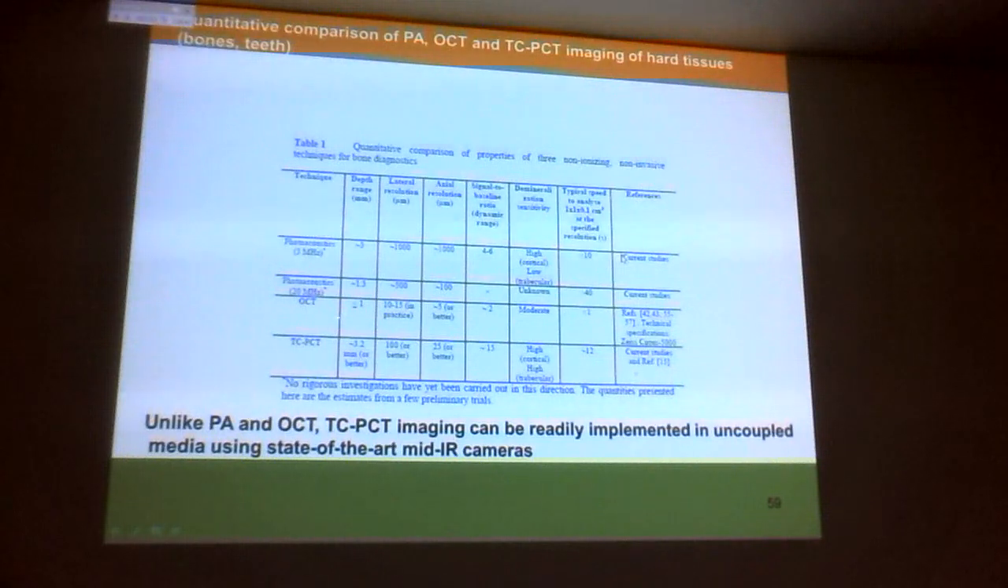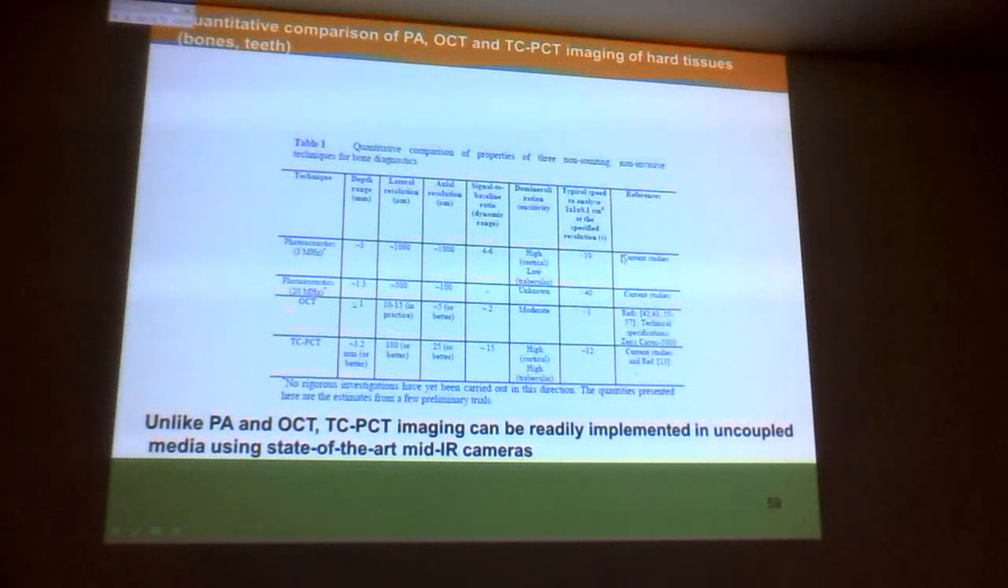Depth range, less than 1 millimeter. Lateral resolution, very high, 10 to 15 microns in practice. Axial resolution, very high. The demineralization sensitivity, moderate, comes in from references.